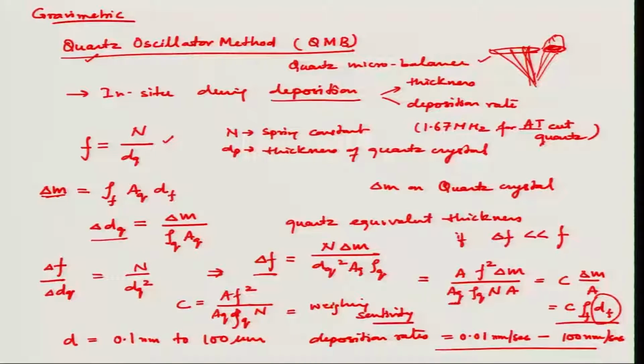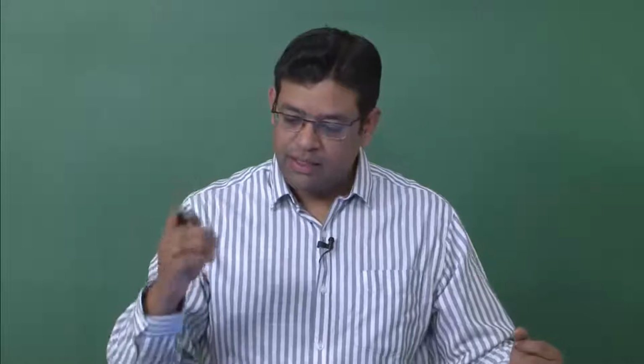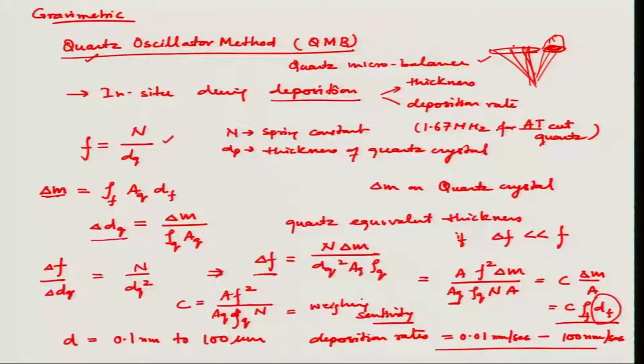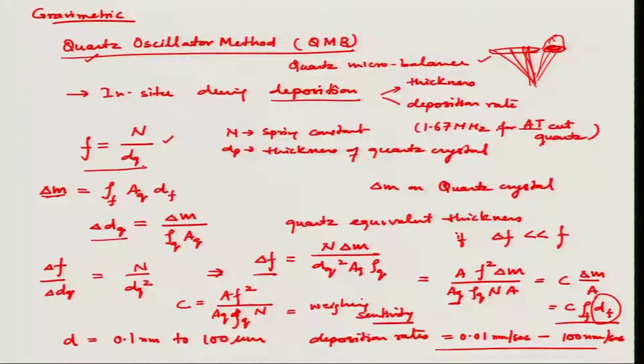So, a quartz crystal is placed very close to your substrate on which you are depositing your thin film, and the mass which is being deposited on your substrate, the similar thickness is being deposited on the quartz crystal also, and this change in mass of the quartz crystal changes its natural vibrational frequency. So, this change in frequency delta f, which is given here, is measured by electronics of the system, and then it can be related to the thickness of the film. Okay. Given the density of the film, you can calculate the thickness of the film and also the deposition rate.